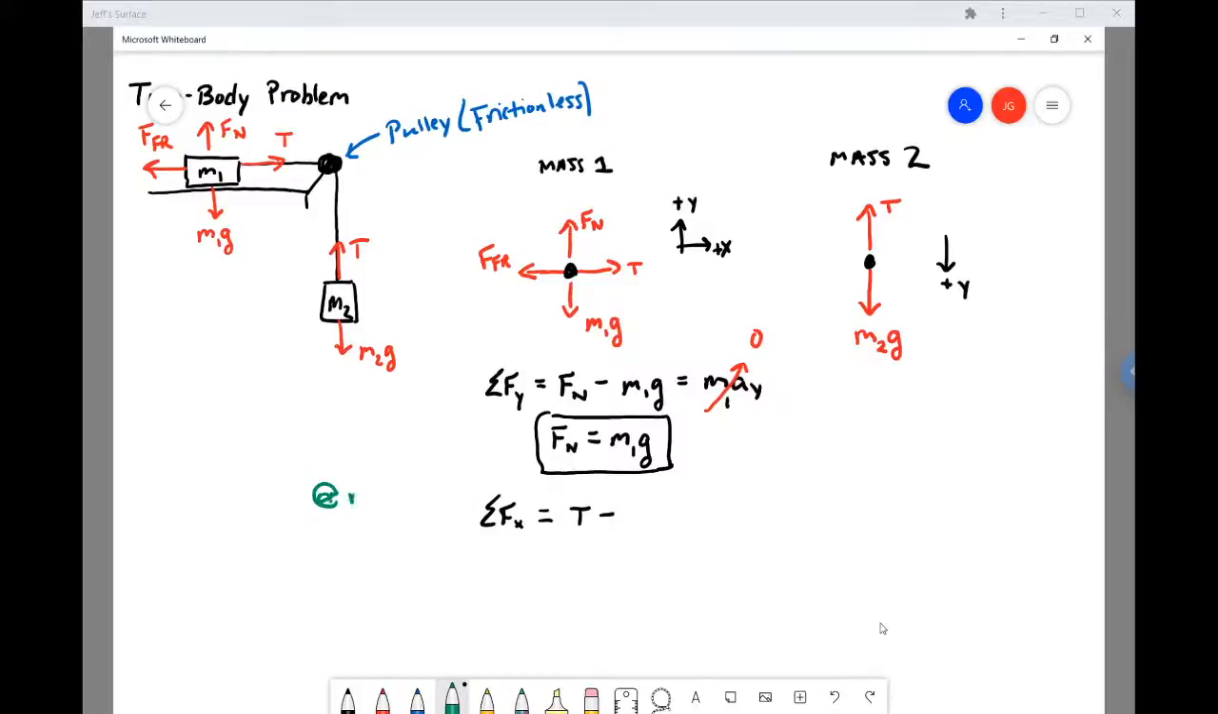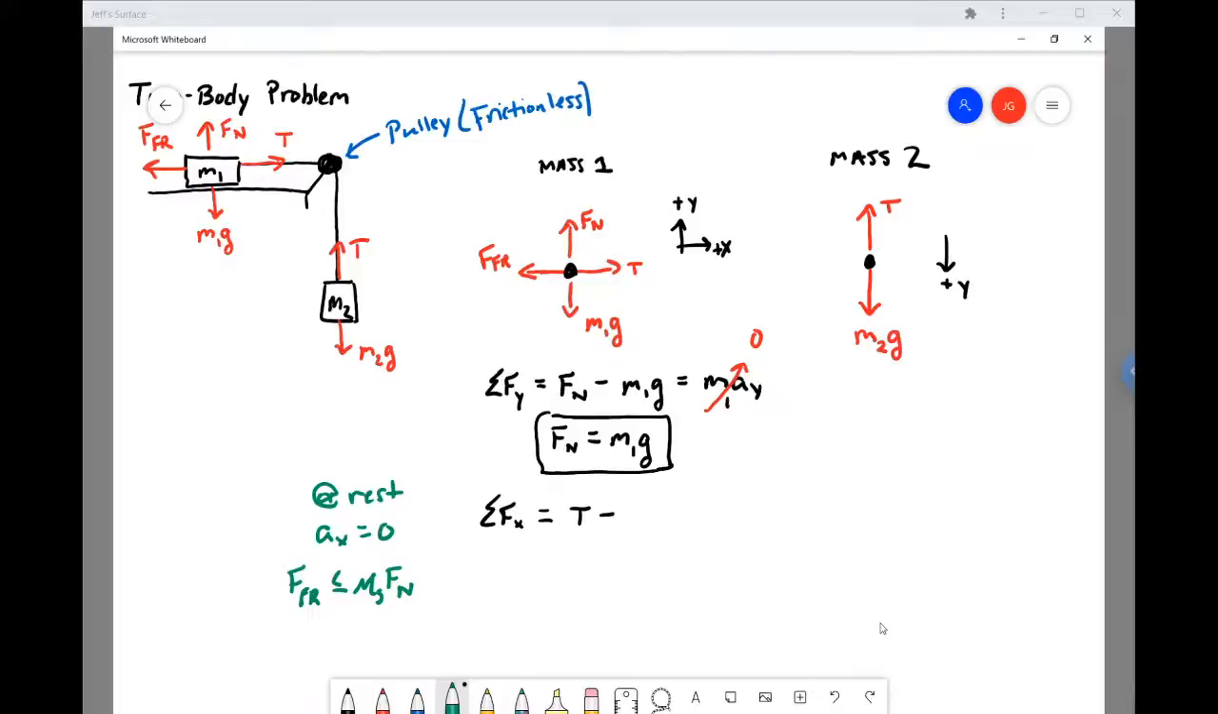That's supposed to be an at symbol, rest. And that means the acceleration in the horizontal direction is also 0. And that also means that the frictional force is less than or equal to the coefficient of static friction times the normal force. So if it's at rest, it's static friction. And static friction is always less than or equal to μs times the normal force.